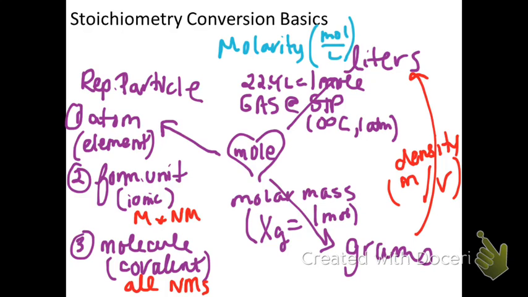Now, to convert to one of these 3, atoms, formula units, or molecules, you're going to use Avogadro's number. Avogadro's number is 6.02 times 10 to the 23rd. That is the number of representative particles, whether it's the atom, formula unit, or molecule, that is equal to 1 mole.